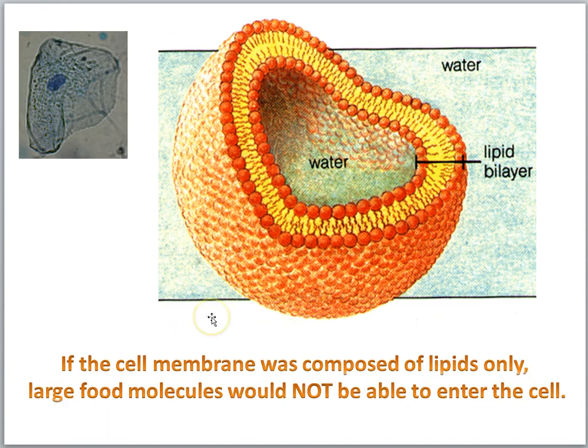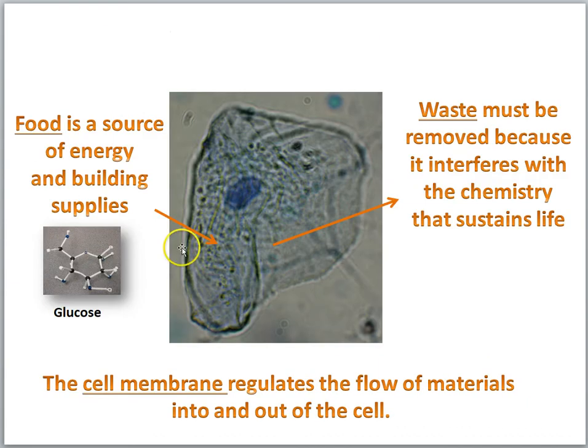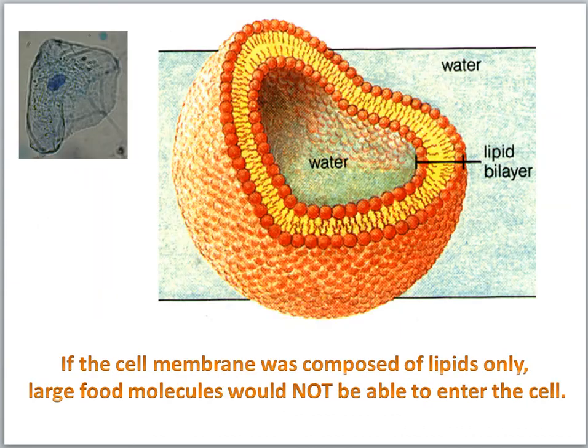Now, interestingly, if the cell membrane was composed of lipids only, large food molecules would not be able to enter the cell. You'll recall that glucose is an important food molecule for a cell. Well, glucose would not be able to cross this barrier. That's how effective the lipid membrane is at being a barrier. Well, that raises a puzzle. How does food then get into the cell?